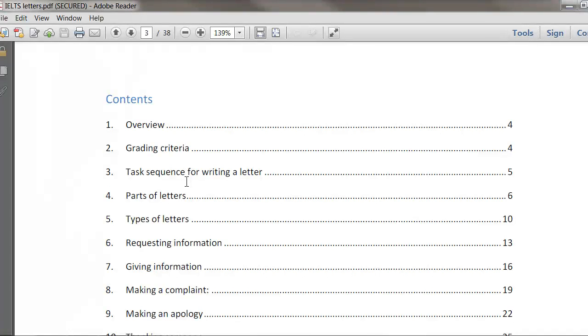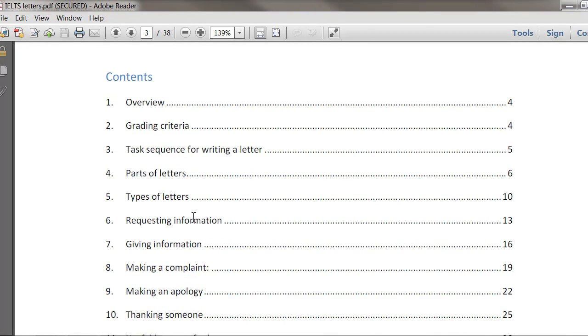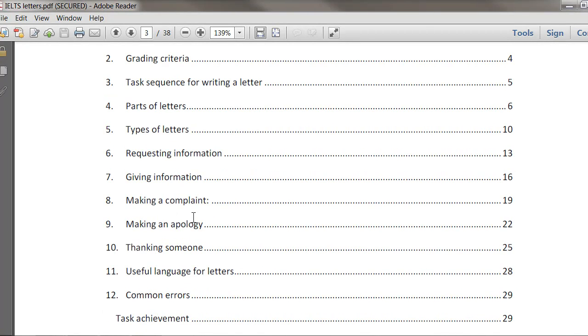Task sequence, that's step by step how to write letters. An explanation of different parts of letters. How should we start the letter? Dear Sir, Madam, for instance. How should we finish the letter? Different types of letters, and essentially this is the structure that I use for the rest of the ebook.